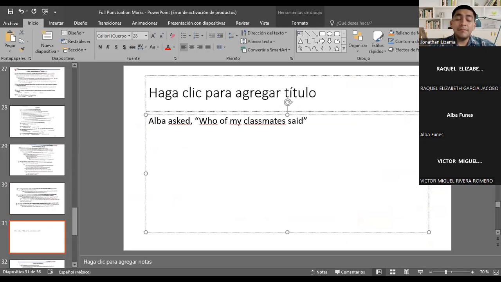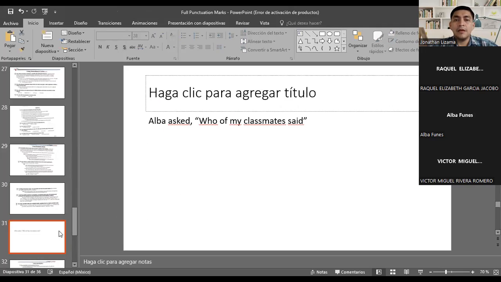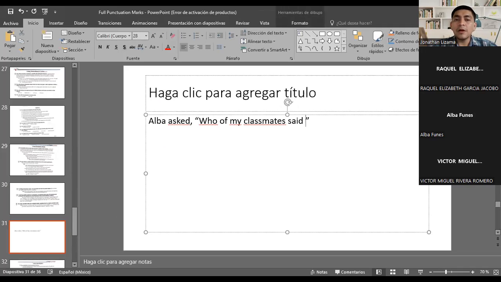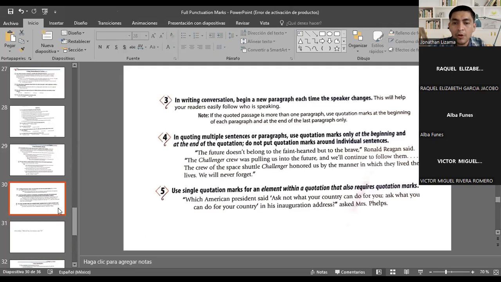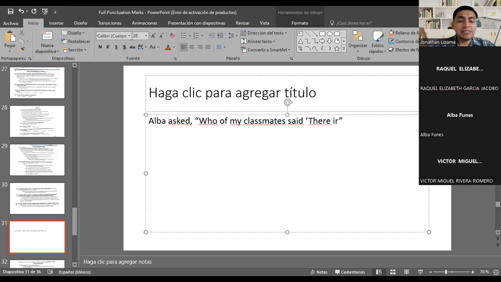Mire, acá, como el ejemplo anterior. Alba preguntó, ¿quién de mis compañeros, verdad? Dijo, acá yo voy a agregar una single quotation. Dijo, there, como este, miren, como el ejemplo de acá, exactamente igual. There is no classes today. Hago esto y dejo esto otro. So you understood?